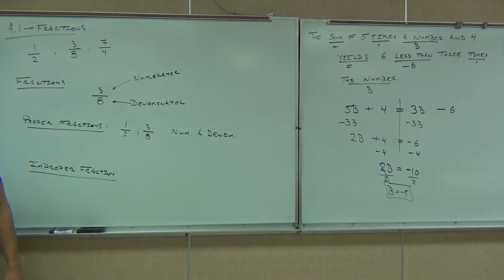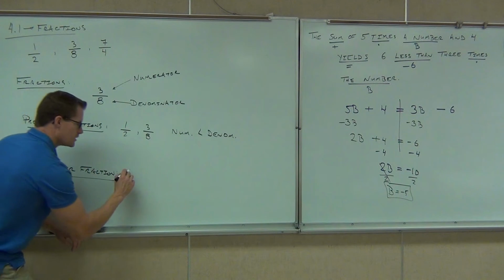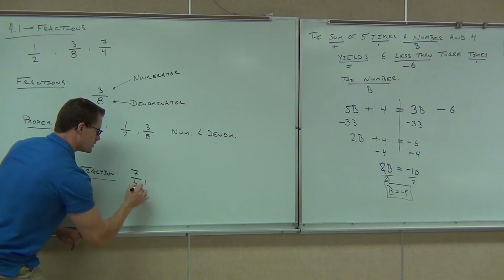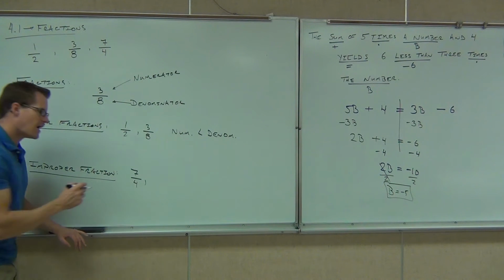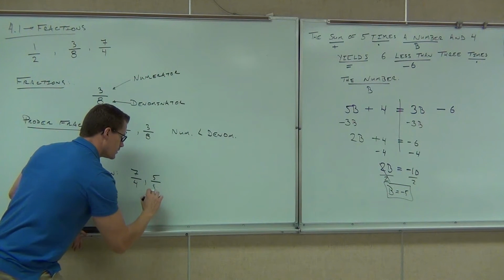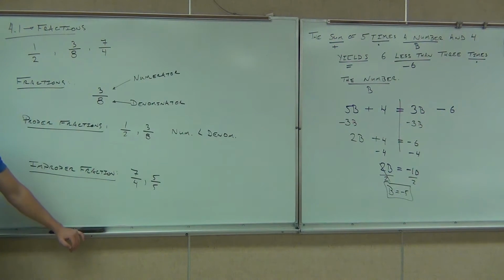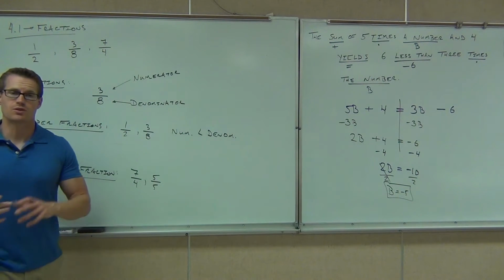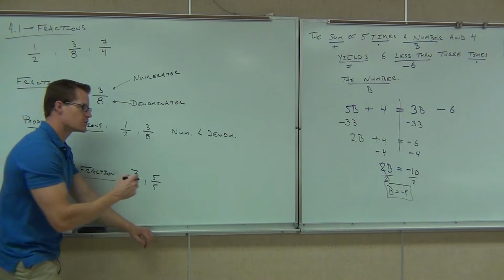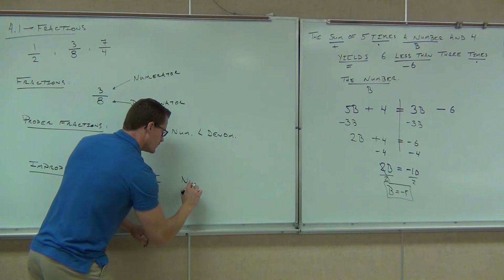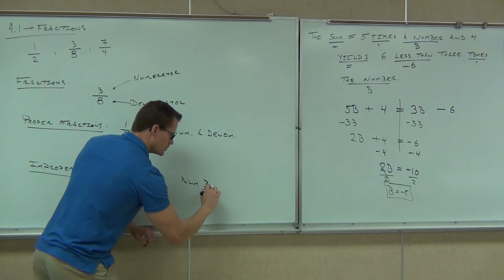The other one is considered an improper fraction, such as 7/4. Or this one's not on the board, but I'm going to write it up here anyway. Something like 5/5. That would be considered an improper fraction. There's nothing wrong with it. We write these all the time, but it's just called an improper fraction. It happens when the numerator is greater than or equal to the denominator.